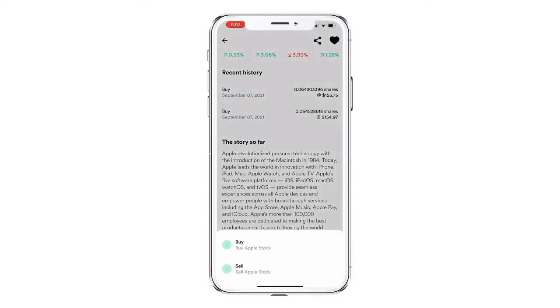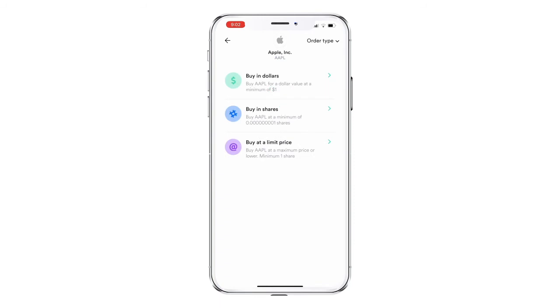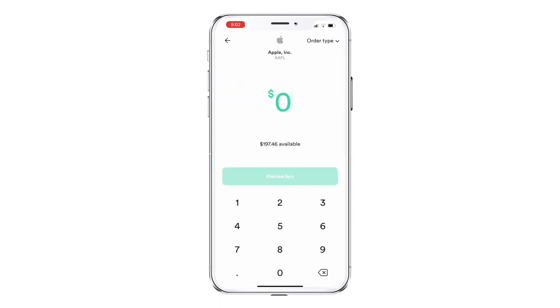If first time yung bumili ng stock na to, hindi lalabas tong dalawang options. Your only option is to buy. If you currently own shares of this stock, papapiliin ka naman kung buy ba or sell. So, since bibili ako, I will choose buy. Input mo lang yung amount na bibilhin mo. But here sa upper right, you can select what order type you want. By default, naka-buy in dollars siya.